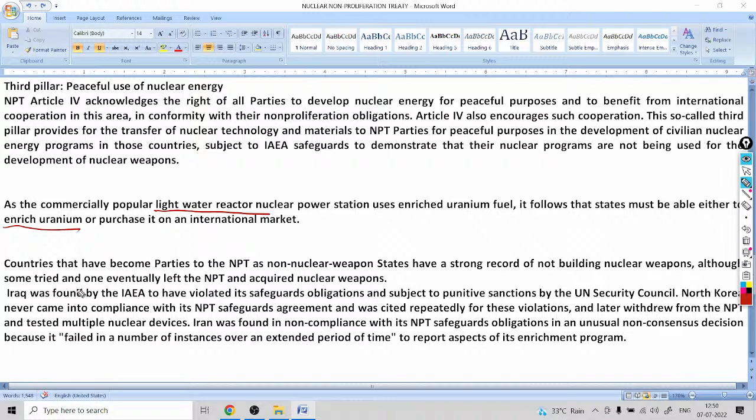Okay. Countries that have become party to the NPT as non-nuclear weapon states have a strong record of not building nuclear weapons, although some tried, and one eventually left the NPT and acquired nuclear weapons: North Korea. Iraq was found by the IAEA to have violated its safeguards obligations and was subject to punitive sanctions by the UN Security Council. North Korea never came into compliance with the NPT safeguards agreement and was cited repeatedly for those violations, and later withdrew from the NPT and tested multiple nuclear devices.